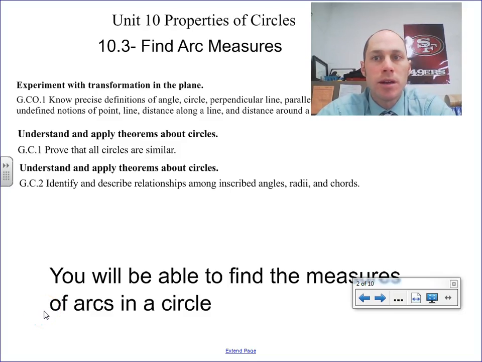Today we'll continue talking about circles. Today we're going to focus on arc measures. Learn what arcs are and how we can figure out their measures.